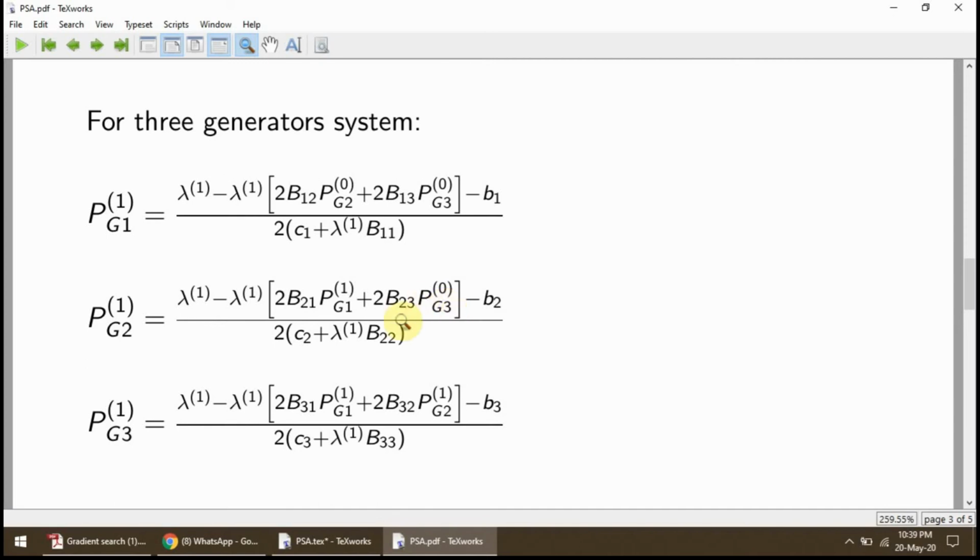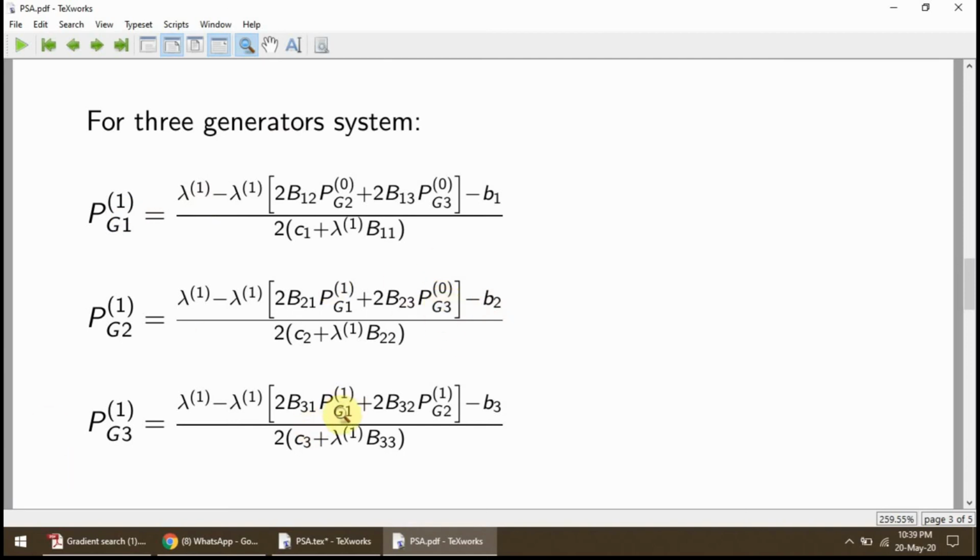So here in the second plant, the first unit power output is required. Since we have already estimated it, we can use it. But here the third plant power output is also required. Since we have not estimated it, we will be using the previous iteration, that is in the first iteration we will be using the 0th iteration value.